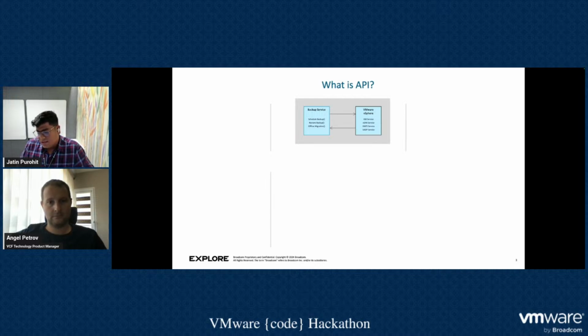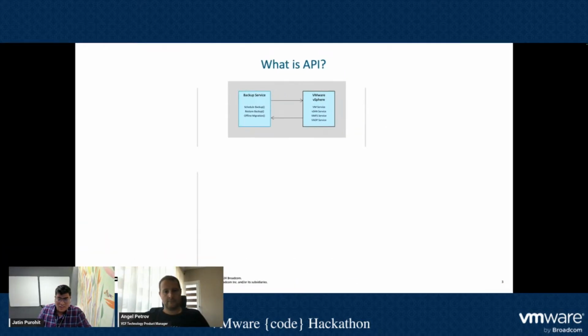The way we allow interaction between these two web services: on the left-hand side, you have your own web service, which is your backup service. On the right-hand side is the provider service, which is the VMware service. To enable the communication between two different web services, that kind of mechanism is what we call an API. It gives you programmatic access to your web services and their resources.